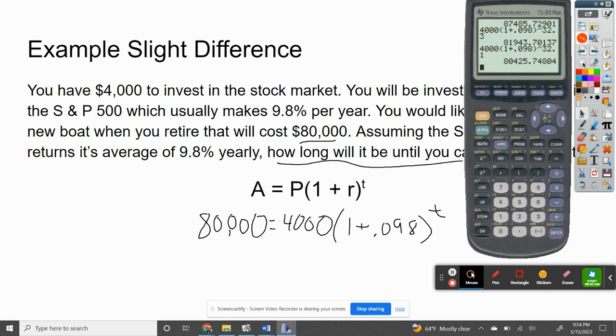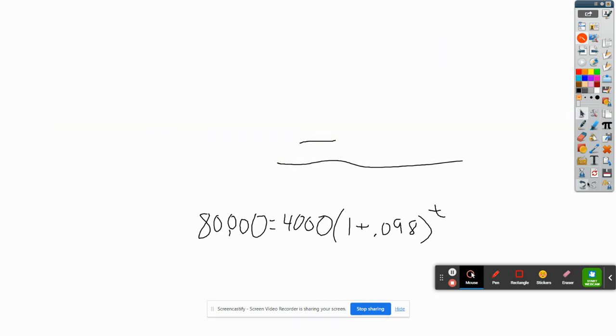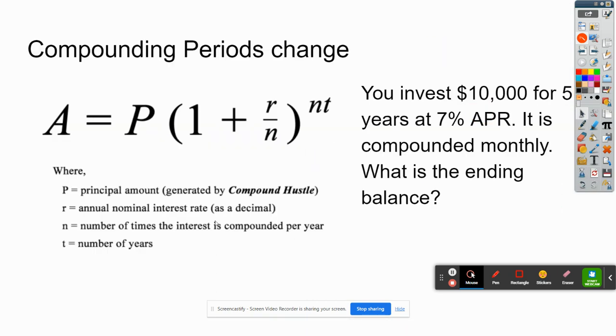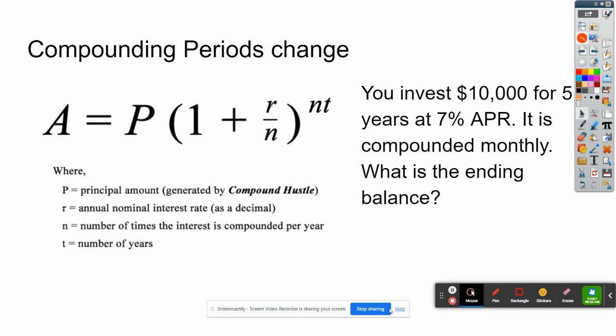There is a way to solve that for T, which we'll learn later. But for now, you can plug numbers in and get a pretty good estimate. So looking like it's going to take 32 years on that one. And I believe that's all I'm going to go over in this video today.